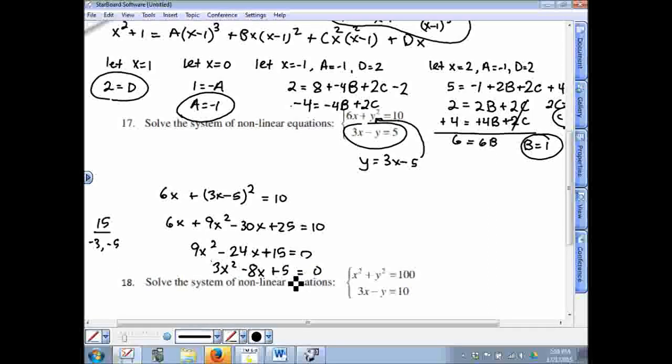So this is going to factor. So x minus 1 times 3x minus 5. That means x is equal to 1, and x is equal to 5/3. So if x equals 1, 3 times 1 is 3 minus 5 means y is -2. If x is 5/3, 3 times 5/3 is 5. 5 minus 5 is 0.